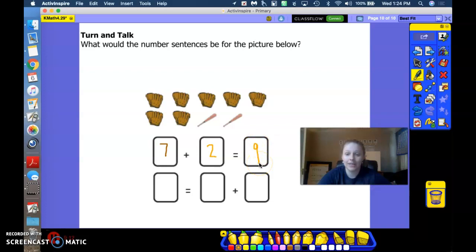9. Great job. Now let's write it the other way. Let's start with the whole, and then we'll put in our parts. 9 is the same as 7 plus 2.